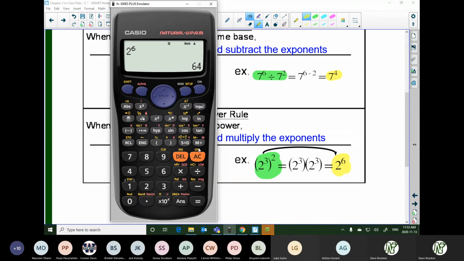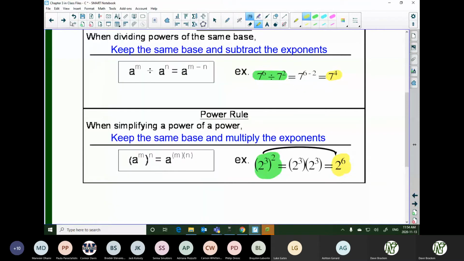Up here, clear, 7 to the exponent 6, go across, divided by 7 to the power of 2 equals 2,401. Well, guess what? 7 to the power of 4, which is right here, is also 2,401. Do you see how they're the same? So we could do the top two. It'll work out to be the same.